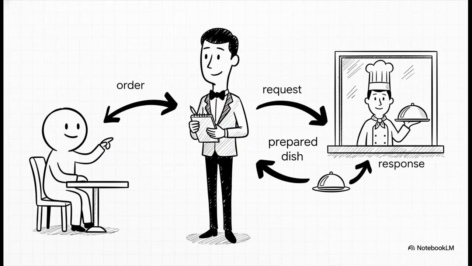Here's the best way to think about it. An API is like a waiter for the internet. Seriously, when you're at a restaurant, you don't just walk into the kitchen and start shouting your order at the chef, right? No way. You talk to the waiter. The waiter is the intermediary. They take your specific request to the kitchen, and then they bring the food back to you. The API is that waiter. It takes your app's request to the server, the kitchen, and brings back the response, which is your data.